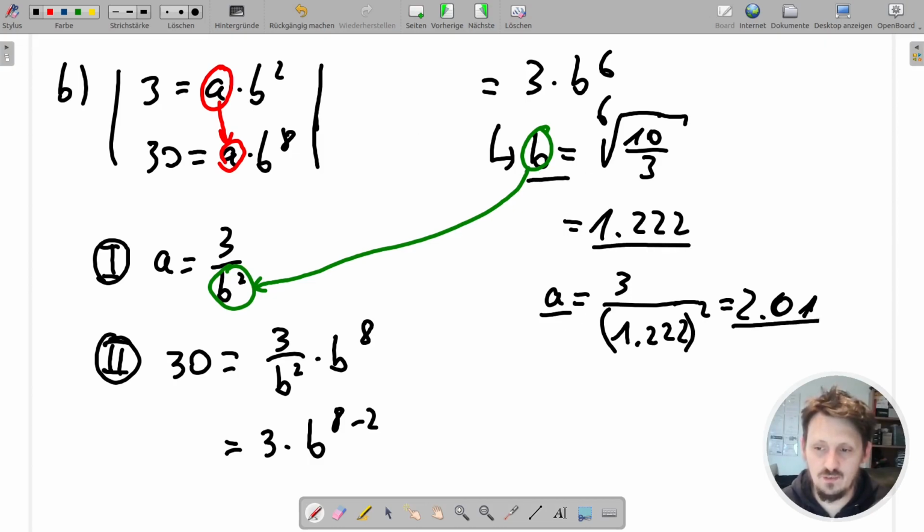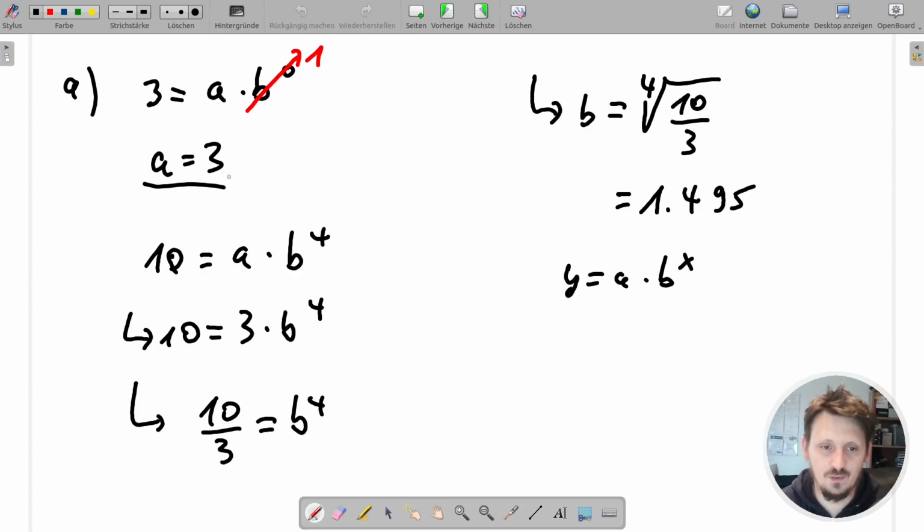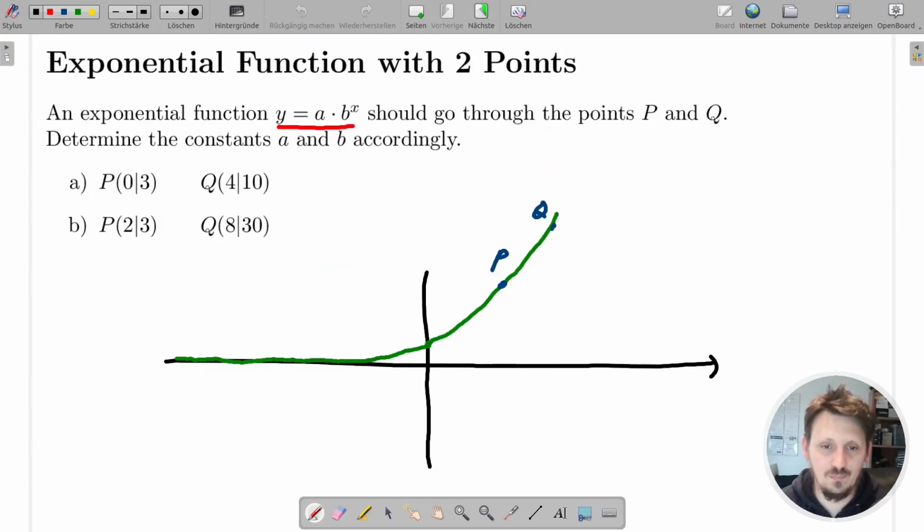And this is our result for b. And in the same way, we had done this already here. So this was our result for a, and this was our result for b. Now you can see that in principle, when you understand how this works and you can repeat these steps, you can define any exponential function in a way that it goes through 2 given points. So if such an exercise is asked by your teacher in school or in your university studies, you would be able to solve this exercise very easily.